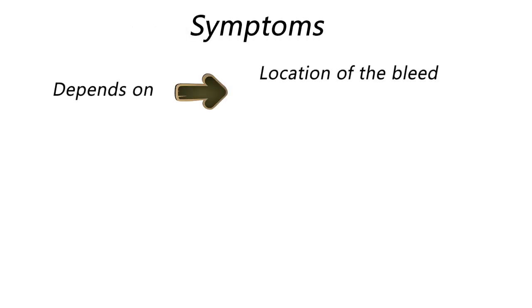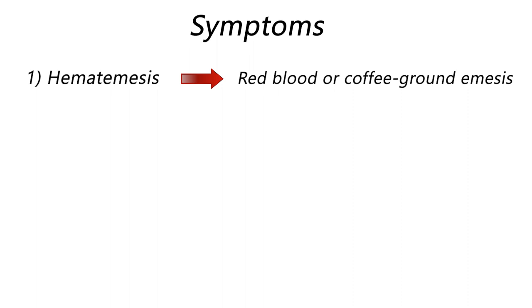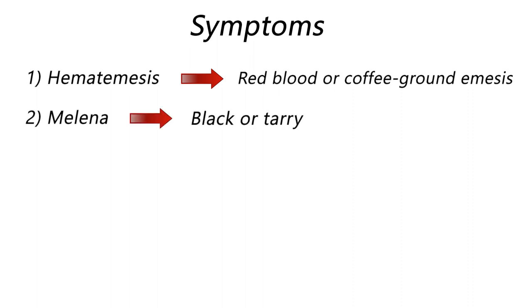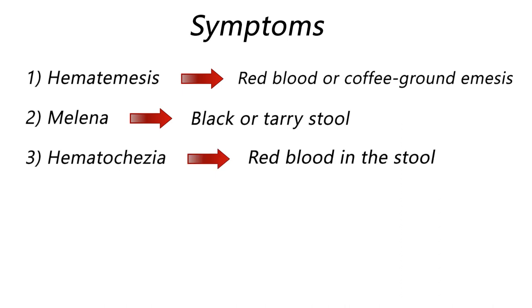The symptoms of GI bleeding depend on the location of the bleed and the rate of bleeding. Hematemesis means red blood or coffee ground vomiting that suggests upper GI bleeding. Obvious red bloody emesis suggests moderate to severe ongoing bleeding, but coffee ground emesis suggests more limited bleeding. Melena means black or tarry stool. Hematochezia, or red blood in the stool, is usually due to lower GI bleeding.